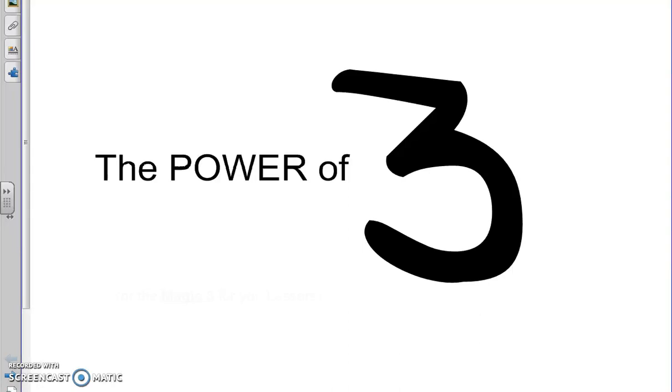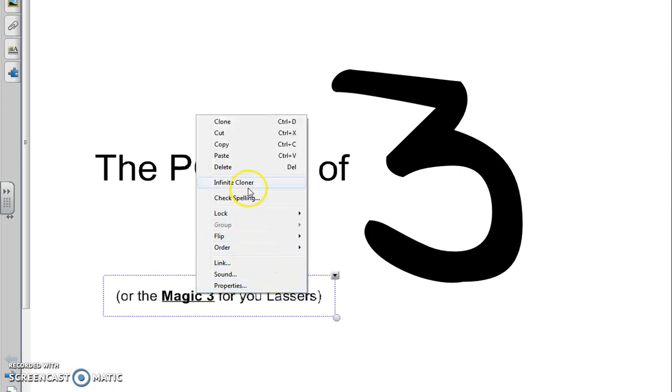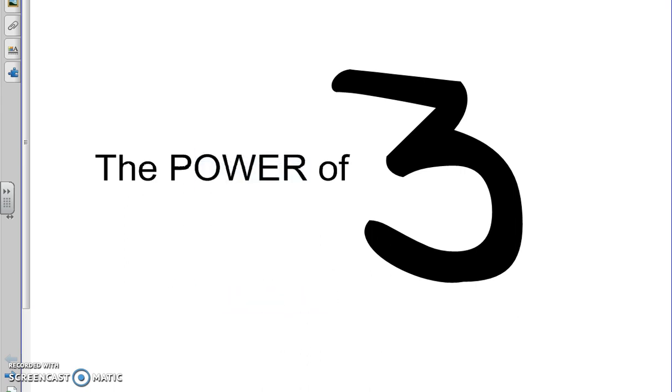Three of three. Alright, the power of three is a little technique in writing that we're going to use. Some people like to call it the magic three for all you lassers out there. No worries, we can call it the magic three if you want, but for the purpose of this video, we're going to call it the power of three.